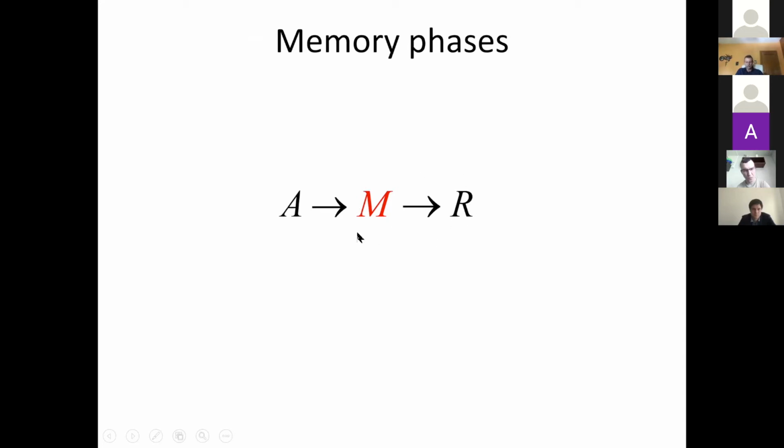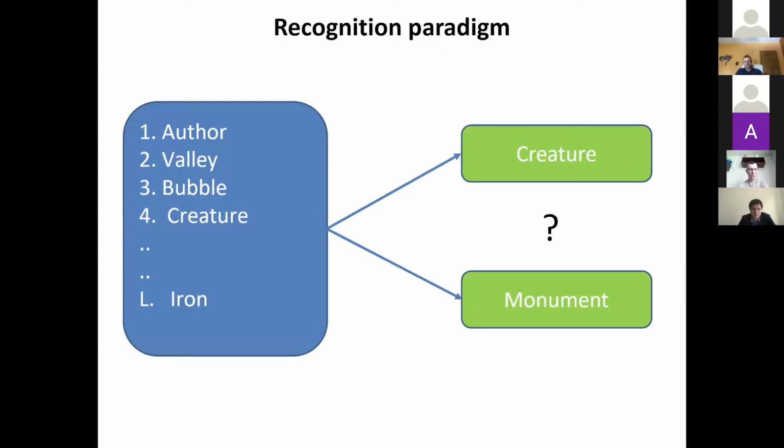So what we want to know is how many words you remember after you listen to the list, and then how many of these remembered words you end up recalling. So what are the paradigms to experimentally measure these things? The paradigm for measuring the memory itself is called the recognition paradigm.